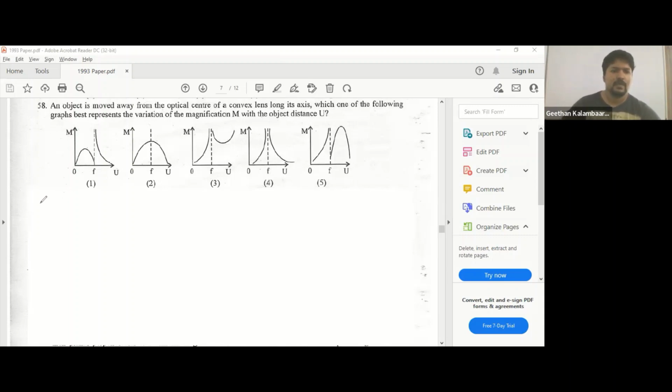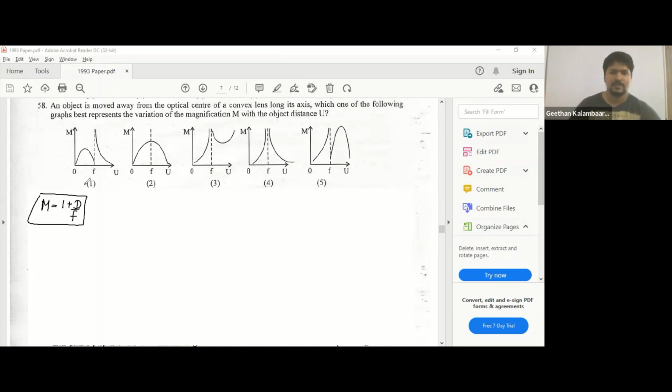For the virtual one, we have an equation for the magnification, which is m is equal to 1 plus d over f. We have proved this equation. But this equation does not show us how it varies with the object distance. There's no variation of that with the object distance, so it doesn't show us any of it.